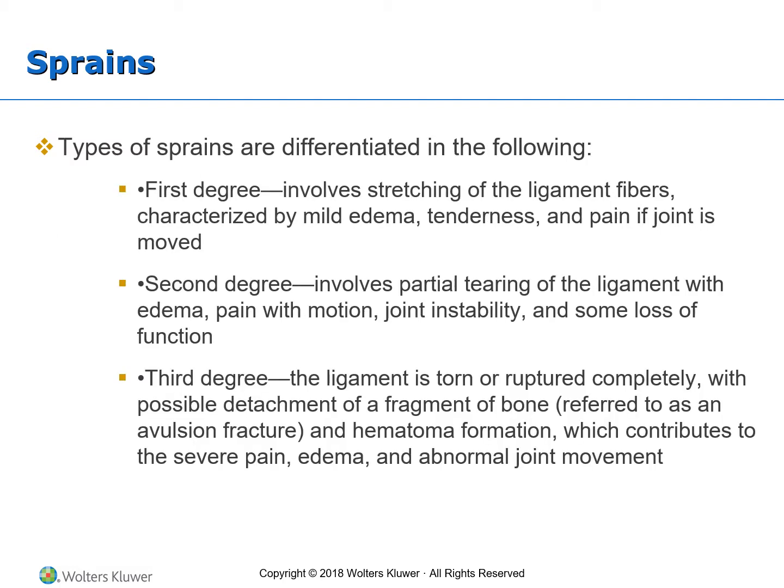Types of sprains are differentiated in the following. First degree involves stretching of ligament fibers, characterized by mild edema, tenderness, and pain if the joint is moved. Second degree involves partial tearing of the ligament with edema, pain with motion, joint instability, and some loss of function. Third degree, the ligament is torn or ruptured completely, with possible detachment of a fragment of bone referred to as an avulsion fracture, and hematoma formation, which contributes to the severe pain, edema, and abnormal joint movement.